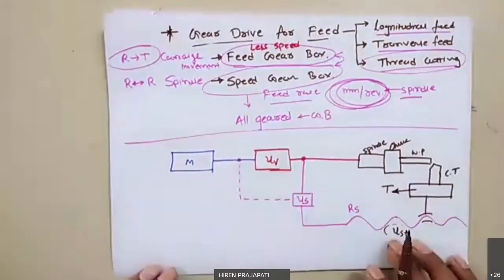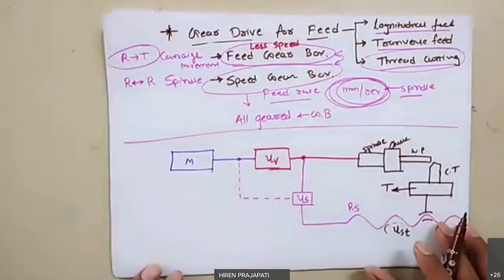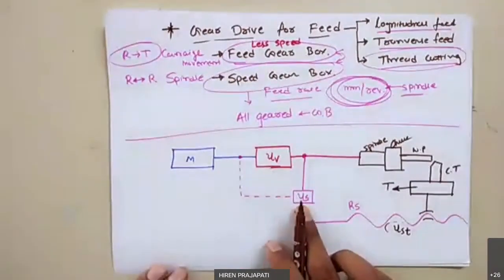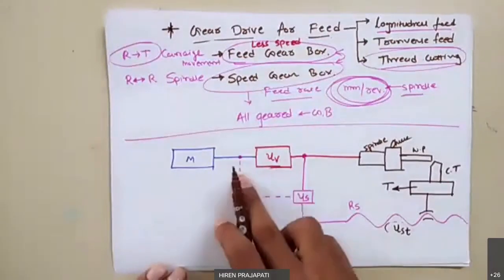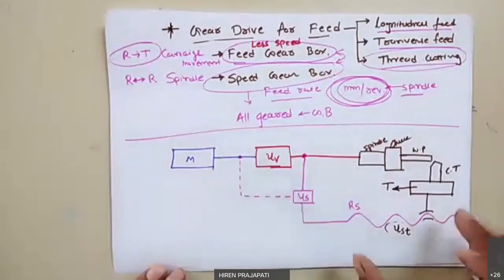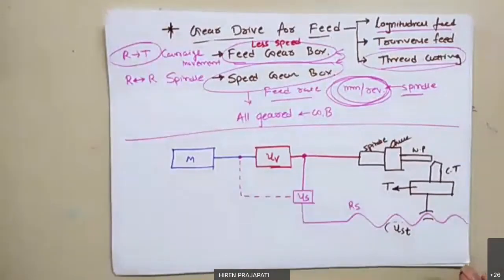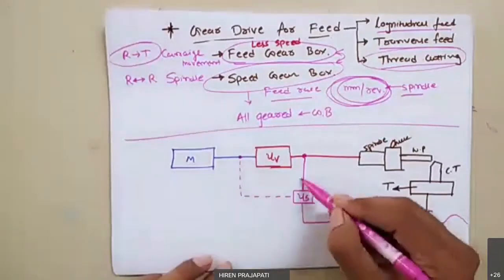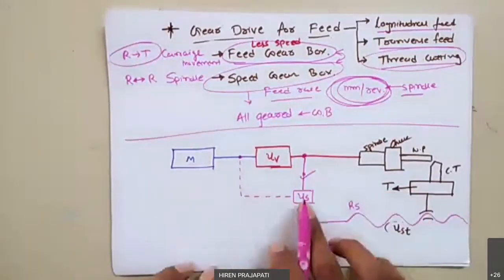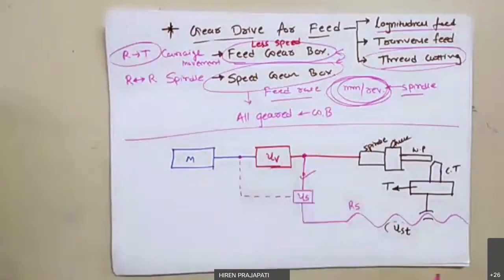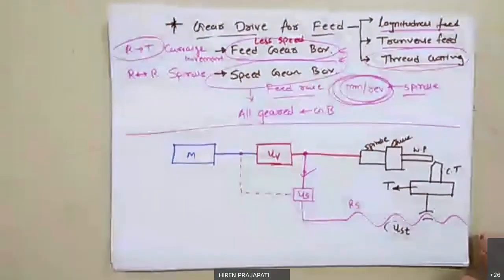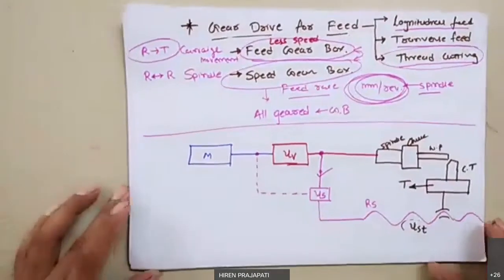Later we'll discuss the entire apron mechanism in detail, but right now just to explain the importance of connecting this feed box before the speed gearbox and after the speed gearbox, what effect we are getting. Let me tell you, generally it is recommended that you should connect it after the speed gearbox, but let's see what effect we are getting.